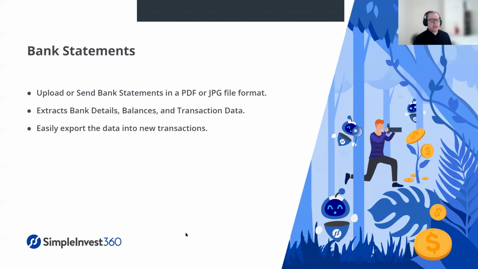So when it comes to bank statements, you can, as always, upload or send bank statements in the PDF or JPEG file formats. Both of those do work. And what this extra SmartDocs model will do is it will extract the bank details, balances, and transaction data, and will allow us to post those as transactions. So it's completing that process that we did at the start, except it's originating from the document screen. So essentially, we have a bank statement sent through to the SmartDocs email. Let's go from there and create transactions with that bank statement.